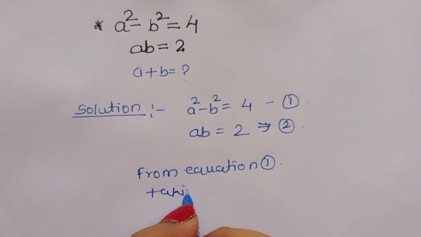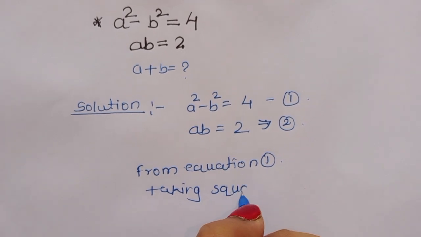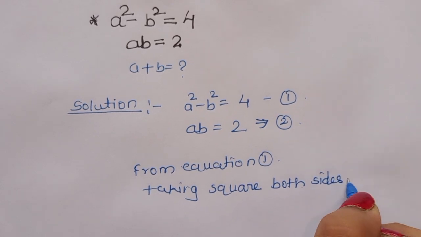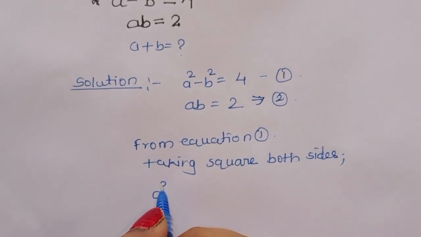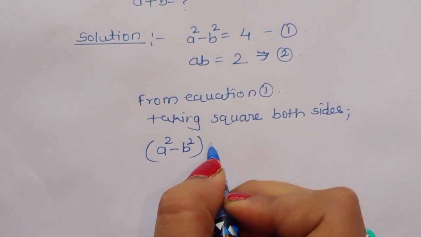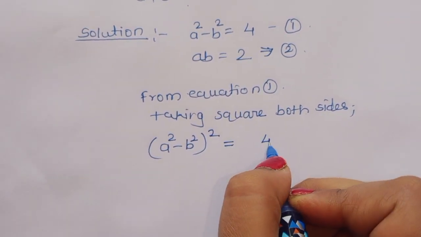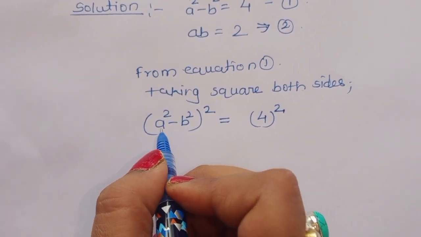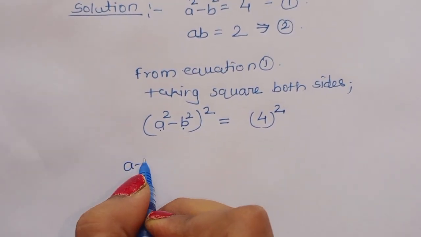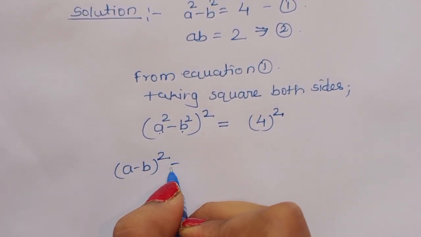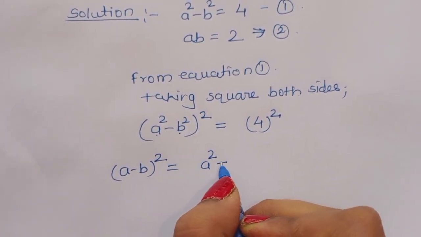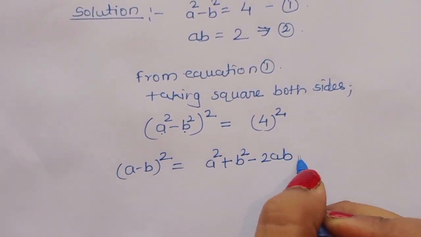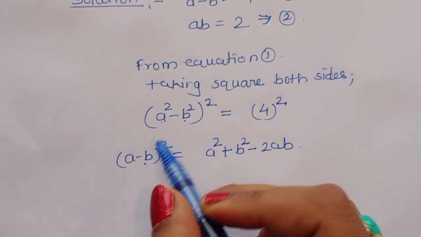Taking square on both sides. A square minus b square whole square is equal to 4 square. Now, we know the formula: a minus b whole square is equal to a square plus b square minus 2ab. This is the formula. Now we are using this formula here.